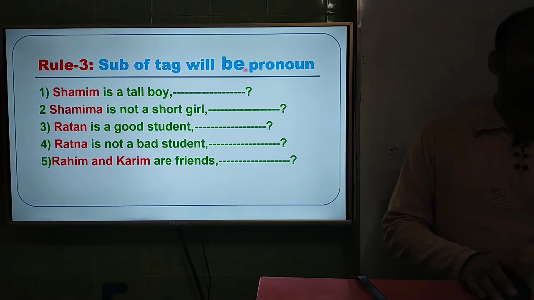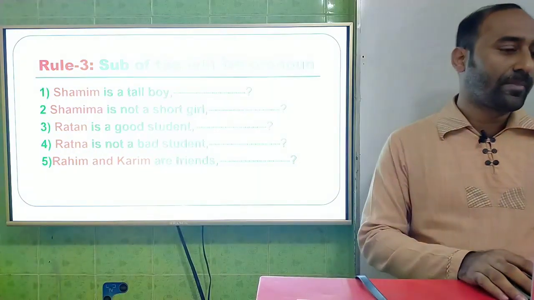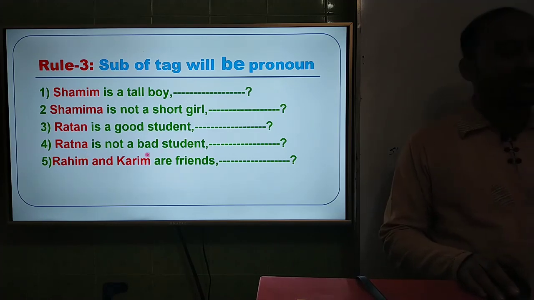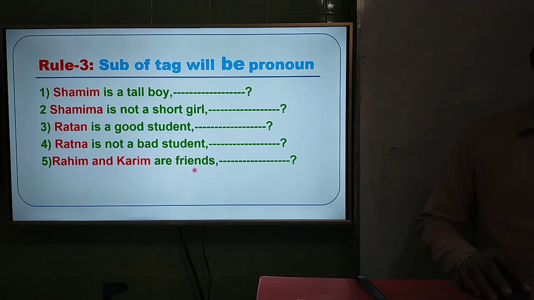Here the subject of the tag question will be a pronoun, and I have discussed at first, if the subject is a noun, the tag question will be a pronoun. Here we shall discuss 5 questions. First one: Shamim is a tall boy. Second one: Shamima is not a short girl. Third one: Ratan is a good student. Fourth one: Ratna is not a bad student. And last one: Rohim and Korim are friends. Dear students, these are the questions, and we shall now discuss how to make the tag questions.